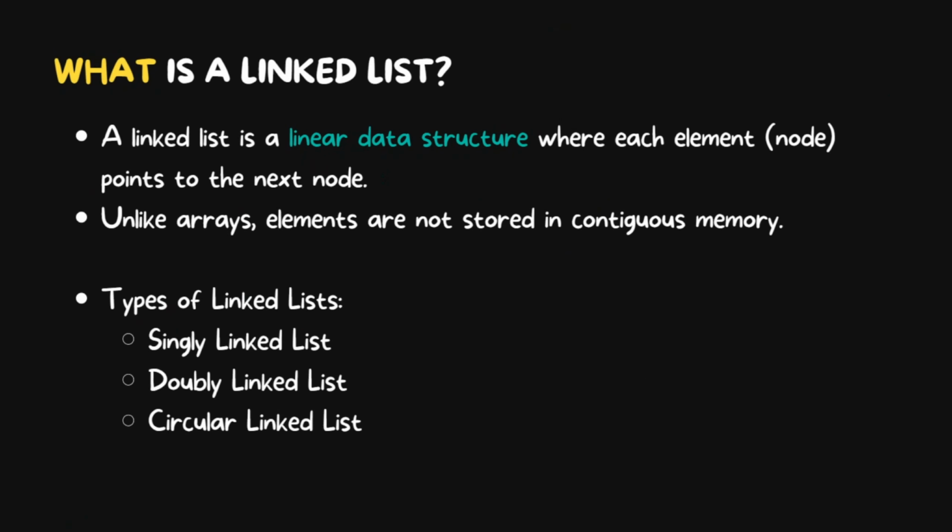A linked list is a data structure where each node contains two parts, data and a reference to the next node. Unlike arrays, linked lists don't store elements in continuous memory, making insertions and deletions efficient. The three main types of linked list are singly linked list, doubly linked list, and circular linked list.